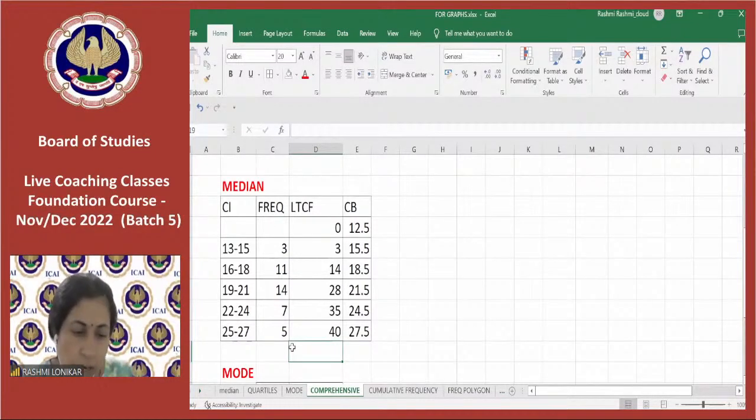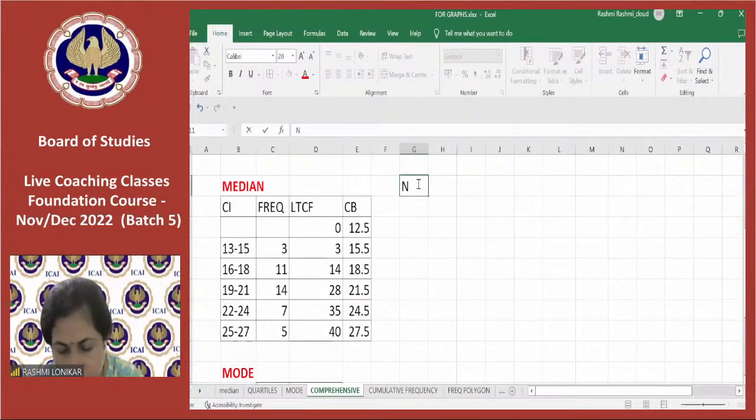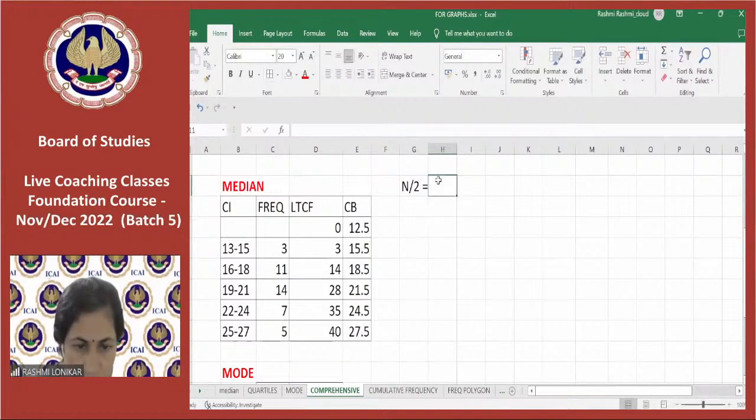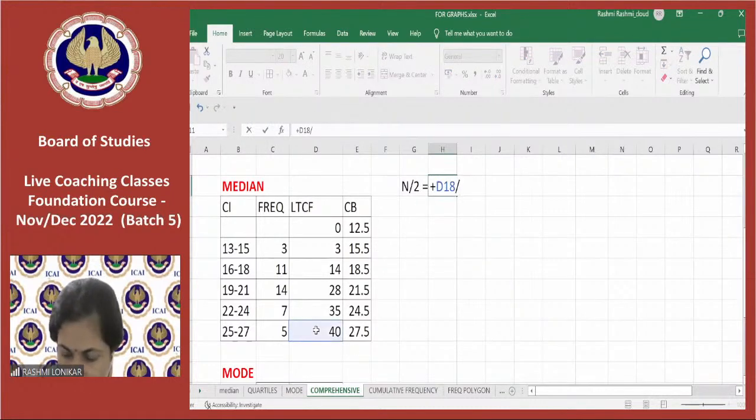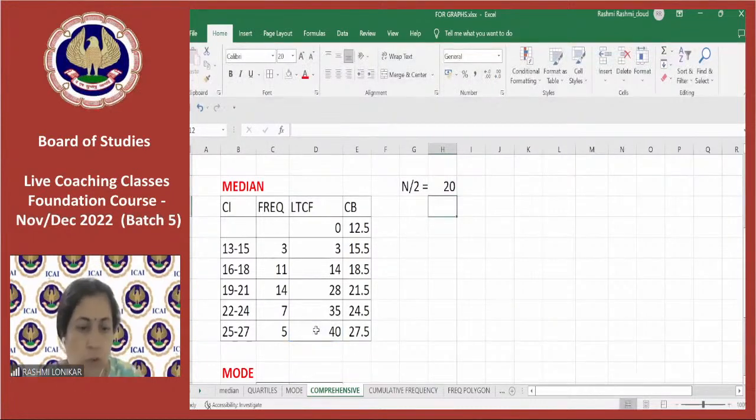Now I have to find what? Which is the median class. Okay. I have found the class boundaries. I have found the less than cumulative frequency. Now I have to find how much is n. So n by 2. n by 2 is how much? This is equal to this 40 divided by 2, so it is 20.